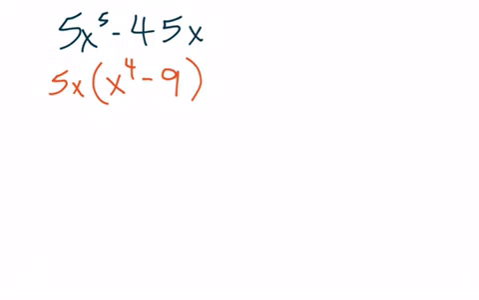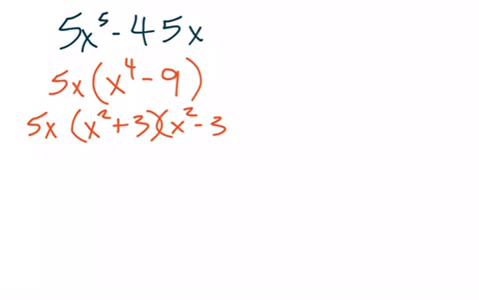Now here, do I have a difference of squares? Well, it's a binomial. It's subtraction. The two terms are perfect squares. So yes, we do. So then we're going to factor that. So we end up with (x squared plus 3) and (x squared minus 3). Okay, can we still factor it?